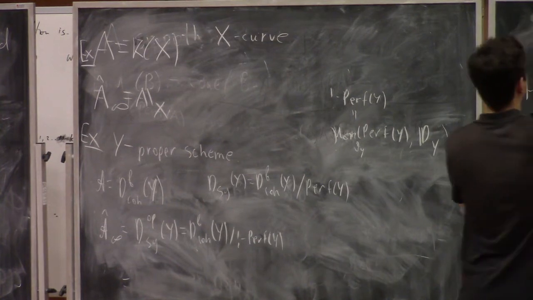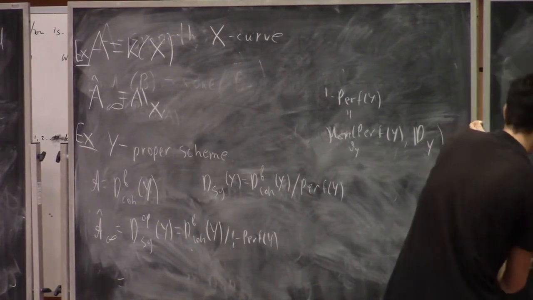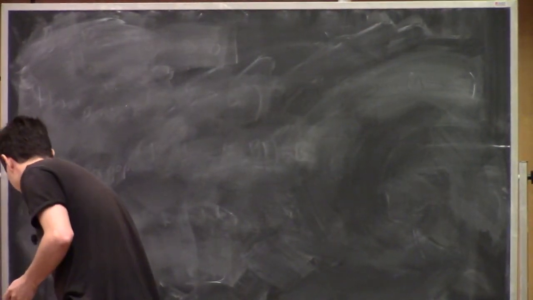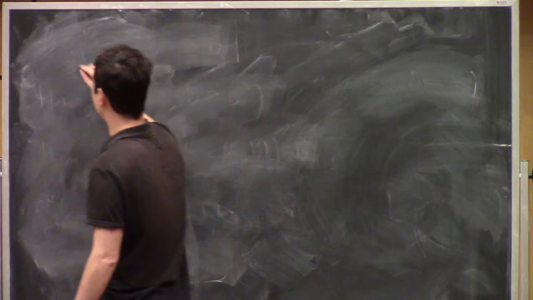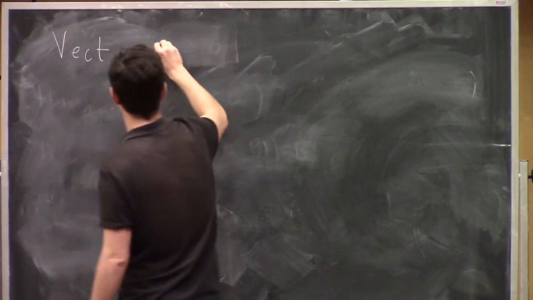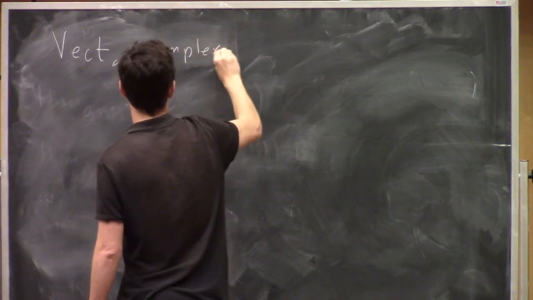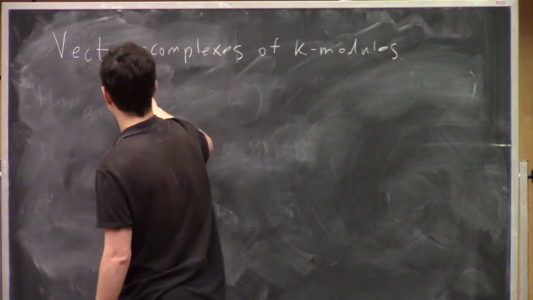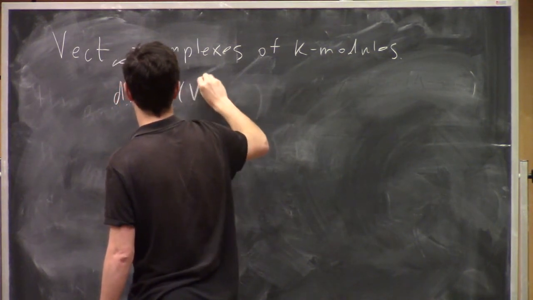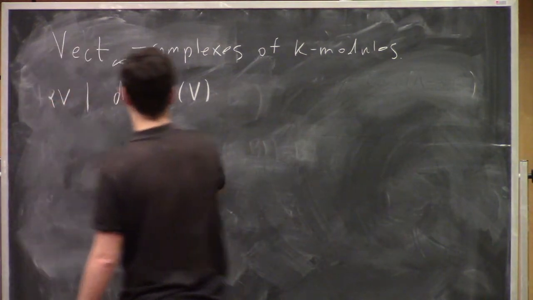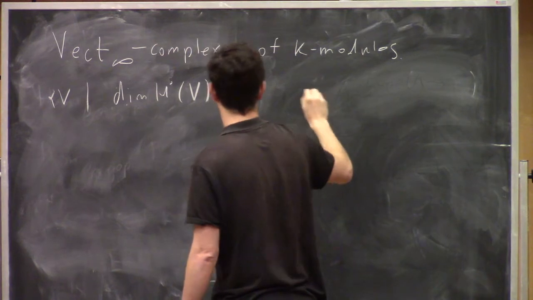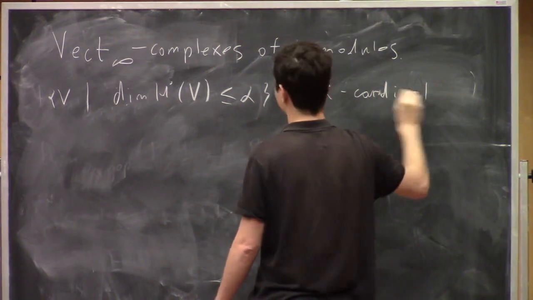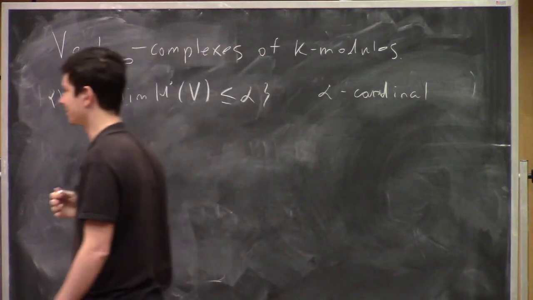It is reasonable to give an alternative construction of the same category of the formal punctured neighborhood, which looks quite surprising. Namely, let's take Vect infinity to be complexes of K-modules where the dimension of the cohomology is bounded by some cardinal which is sufficiently large. The only reason to take this cardinal is to get a small category. Otherwise you encounter difficulties.